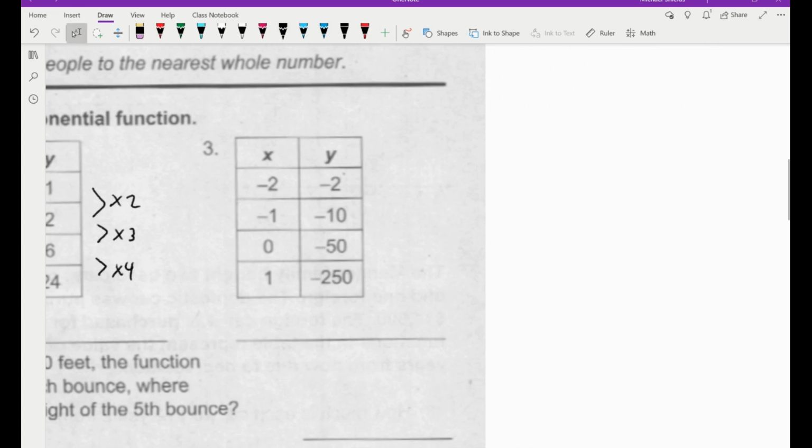Number 3. Minus 2 to minus 10. Minus 10 to minus 50, and minus 50 to minus 250. Each time we are multiplying by a constant ratio of 5.